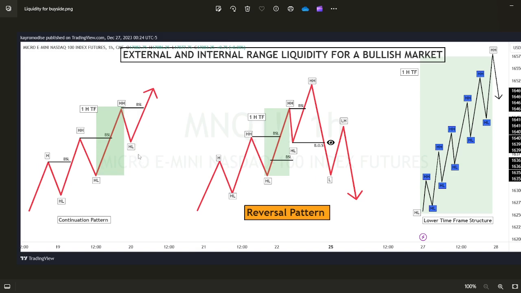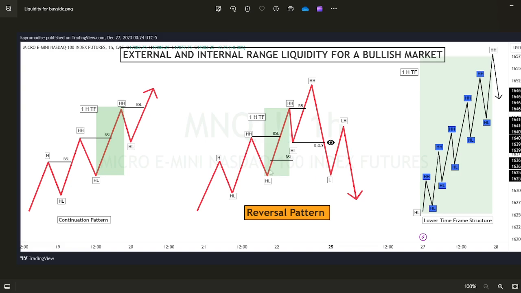But that doesn't mean that we don't have liquidity inside this impulse or this retracement. And for those who are new, this is how we call it. We say this is an impulse pullback, or an expansion retracement.